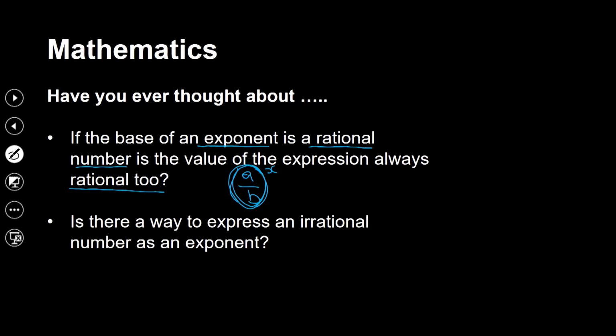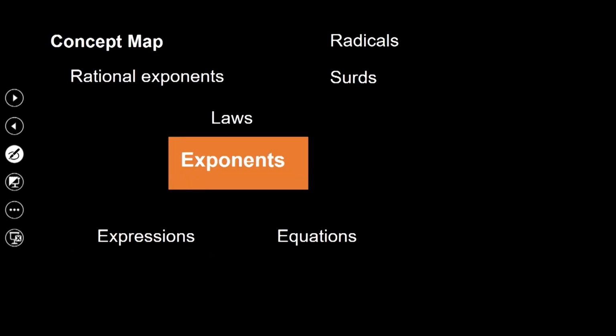Also, is there a way to express an irrational number as an exponent? Remember, an irrational number is a number that is non-recurring and non-terminating, right? But those are things that I'm sure you are aware of by now. So in terms of our mapping out of exponents, the main thing that you always need to make sure you know are the laws of exponents, which is where we are going to start. And then we're going to go further to looking at some surds and radicals. But before that, let's take a look at what rational exponents are all about.